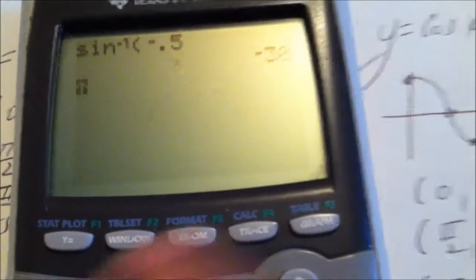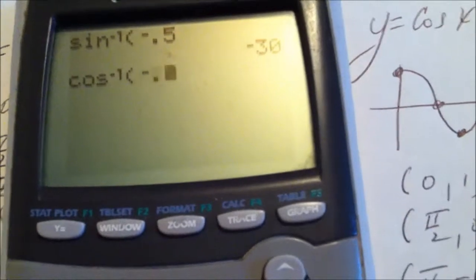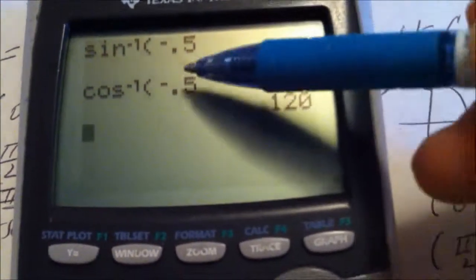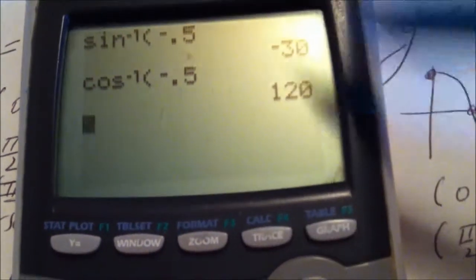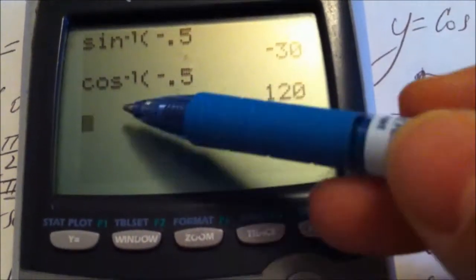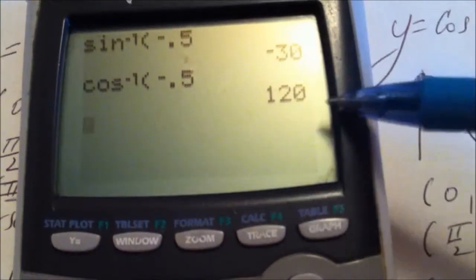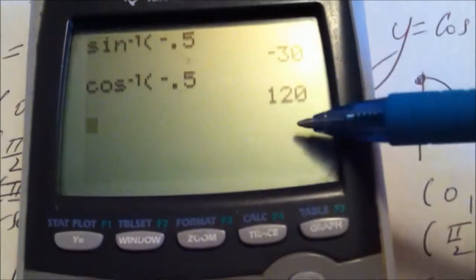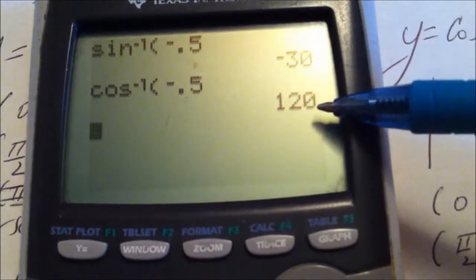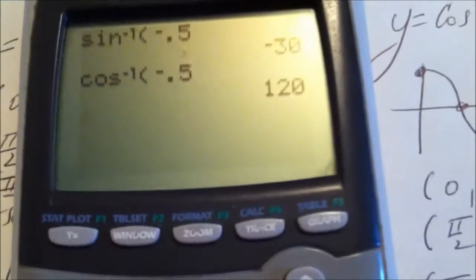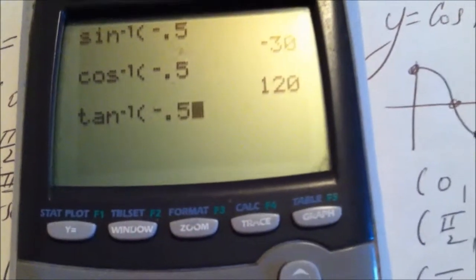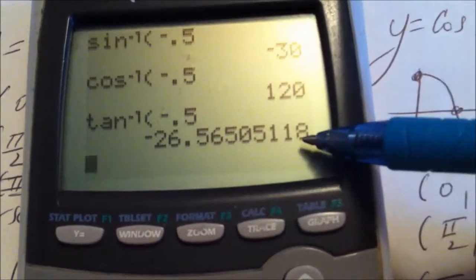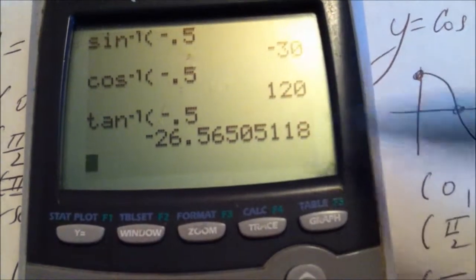Same thing with cosine. Let's do second cos of -0.5. It's going to look for cosine between 0 and 180. Now, why didn't it return a first quadrant termination? Because that's where the cosine is positive, not negative. You see the difference? Kind of cool. Same thing with tangent, if you want to do the same thing with tangent. If you're looking up where the negatives go, it's going to look in the fourth quadrant here.